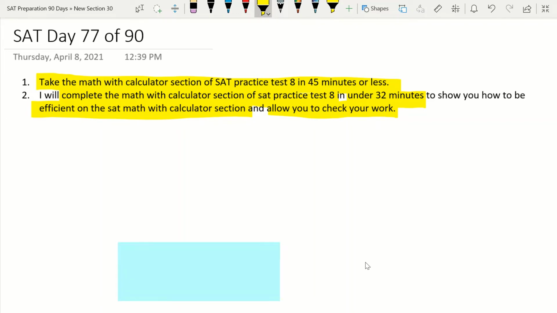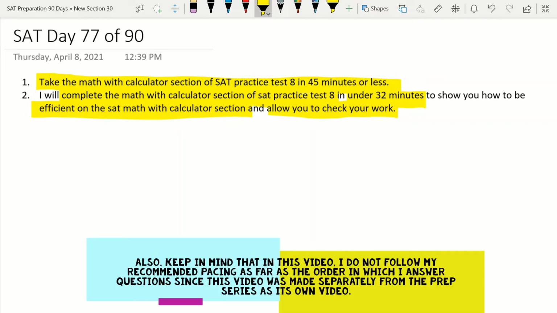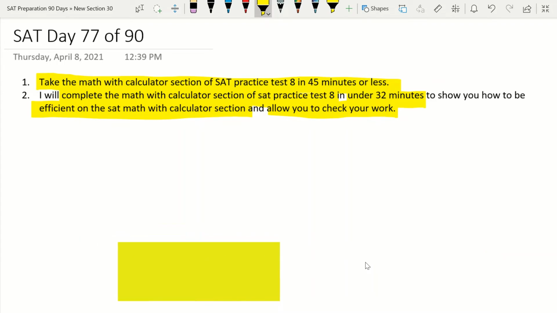I'll start playing that video where I go through practice test 8's math with calculator section in under 32 minutes. Once again, make sure that you pay attention to both if you got your answer correct or incorrect, so you'll be grading it as you go through. Also pay attention to if you're getting to your answer efficiently. Okay, so those are the two big main things you want to do with today's video. At the end of today's video, I'll talk about what you're going to be doing tomorrow, as well as some final thoughts. So with that, let's go ahead and begin that 32 minutes of me going through that practice test.